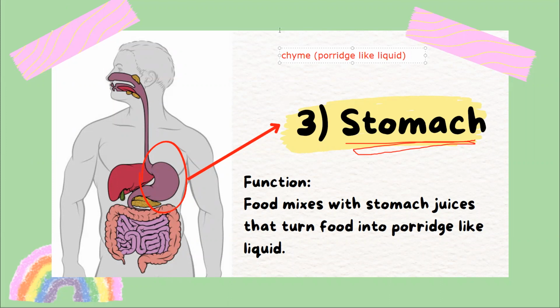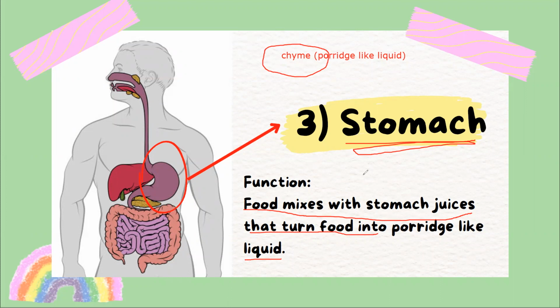So basically in the stomach, food mixes with stomach juices that turn food into porridge like liquid. The important part here is food mixes with stomach juices that turn food into liquid. You can just say liquid or porridge like it. To be more precise, you can actually say chyme. Chyme would have been so much more scientific, but it's advanced for your level. But I always encourage my students to always be better than what is ahead of them.